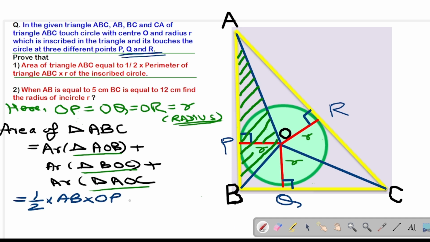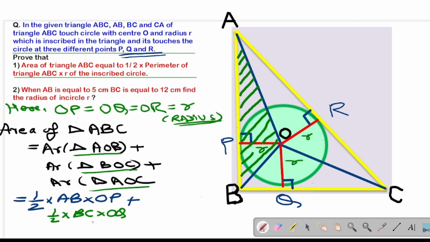And the second triangle BOC is half of BC into OQ, that is 1 by 2 into BC into OQ. Here I am showing all these three areas in different colors so that we will be able to distinguish them very clearly, and understand the differences between the three bases and the three heights. Though the three heights are the radius of the common circle and all are equal, which I have highlighted over here. So come to the point now.